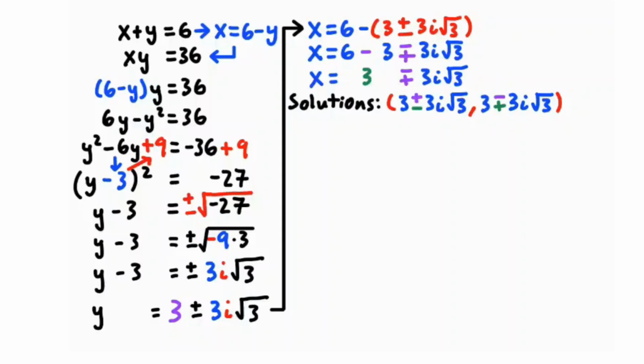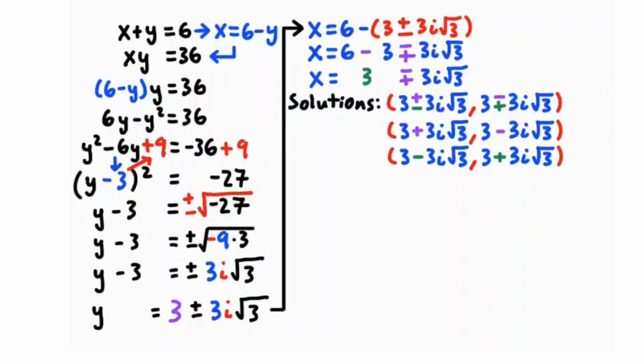The solution looks strange, so let's separate it to make it more clear. So we have, first solution, if we use the purple sign, the top one, 3 plus 3i root 3, comma, 3 minus 3i root 3. And if we use the bottom sign, the green sign, we have 3 minus 3i root 3, comma, 3 plus 3i root 3. So these are our two solutions.